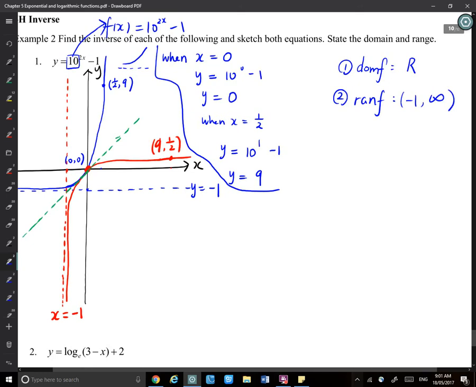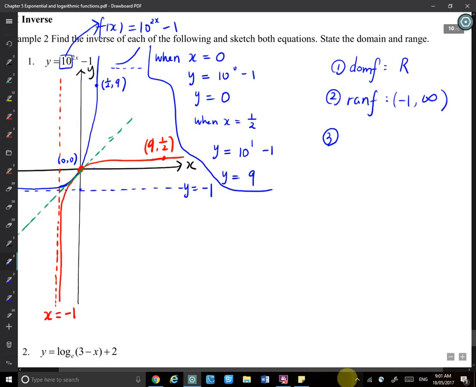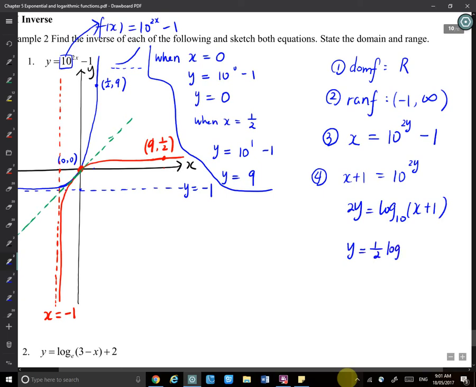Okay, see the blue graph is -1 above. Step number 3 is change the x and y positions. x equals 10 to the power of 2y minus 1. Number 4 is rearrange it to make y the subject. So x plus 1 equals 10 to the power of 2y. 2y will be log base 10 of (x plus 1). y will be a half log 10 of (x plus 1).